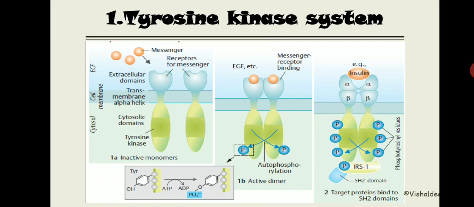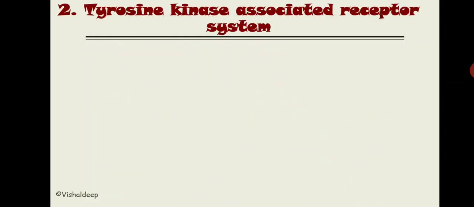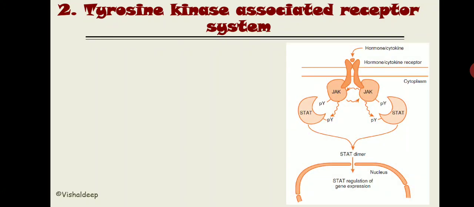Alright. Now, the second system is the tyrosine kinase associated receptor system. How will it work? Let me give you the example first. Growth hormone uses this system. What happens in this system? Once the hormone binds with the extracellular domain, the intracellular domain does not have the tyrosine residue. It does not phosphorylate tyrosine at the intracellular domain level.